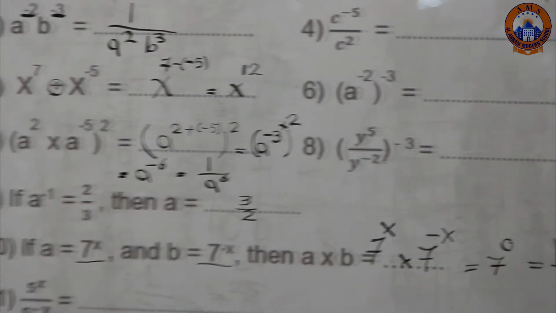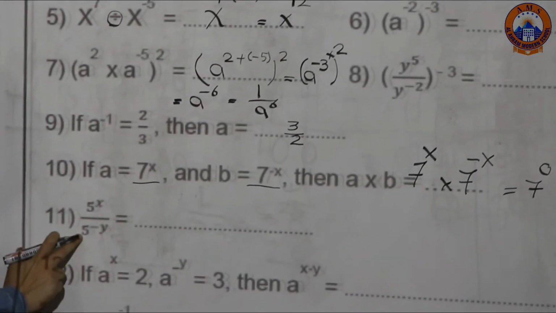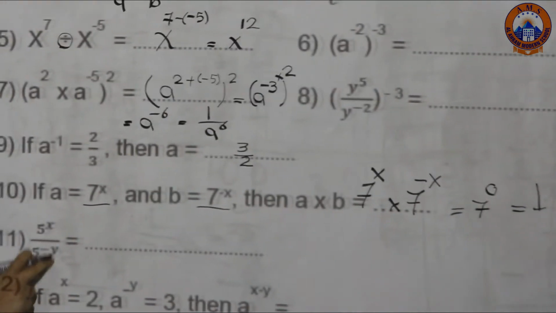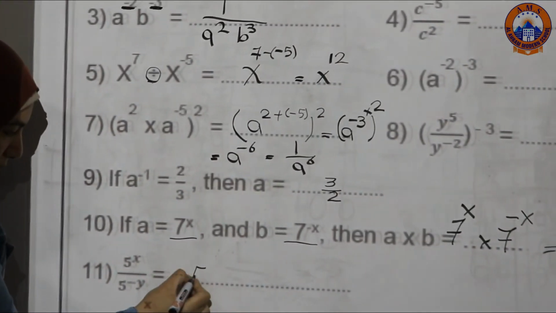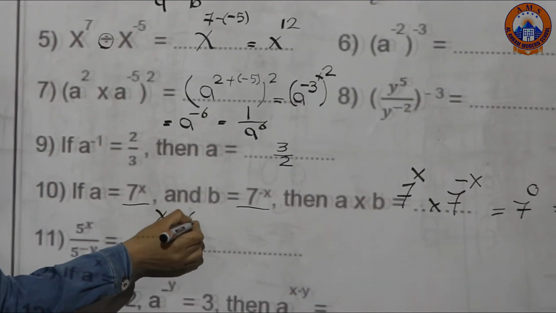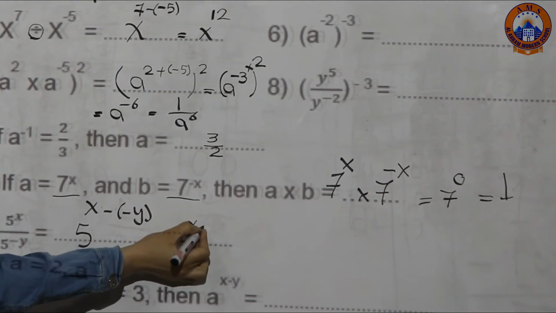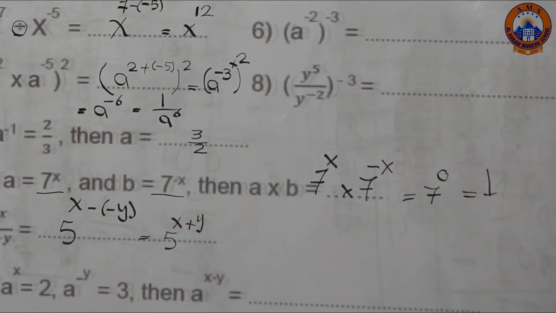Okay, 11. You have 5 power x up and 5 power negative y down. In division, you will do minus for the power. So you will put x minus negative y, and this will be 5 to the power x plus y.